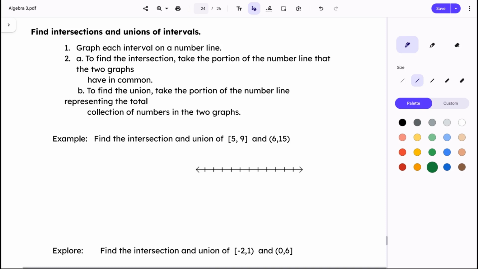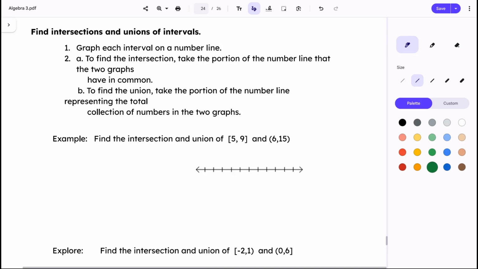To find the intersection, you take the portion of the number line that the two graphs have in common. Remember, the intersection would be like when we had our sets of numbers that we've done before, you would only look for the numbers that they shared, and that would be your intersection. To find the union, you take the portion of the number line that represents the total collection of the two together. That would be like when we wrote all the numbers that we saw in both of our sets of numbers.